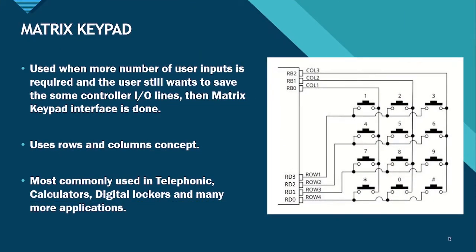Now let's go to the next topic, matrix keypad. Now you may wonder, why are we using a matrix keypad? Here is the reason. When we need to give more inputs and also save the number of control lines, the matrix keypad comes in to do both jobs at a single time. It also uses the same concept of rows and columns. It is a matrix type, and we come across it in our day-to-day life, like in telephones, calculators, digital lockers, and many other applications. Now let's see how the matrix keypad works.